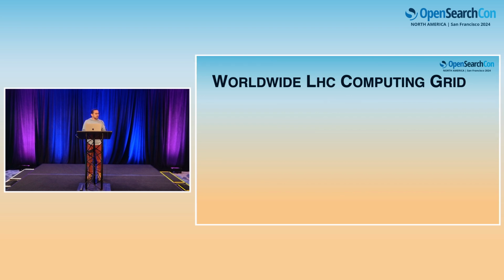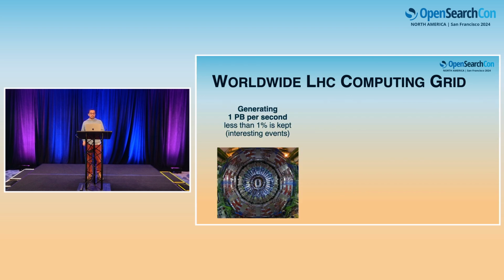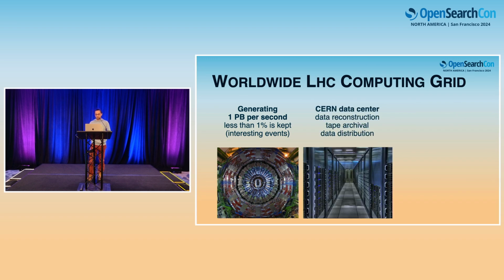Now, on the computing side, we are generating 1 petabyte of data per second. All these collisions produce a huge amount of data, which of course would be tough to handle even for an OpenSearch cluster, so we are filtering down and we only store a fraction of it. And these are the interesting events out of the collisions.